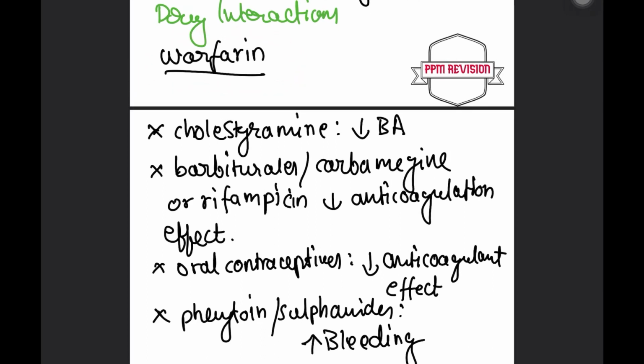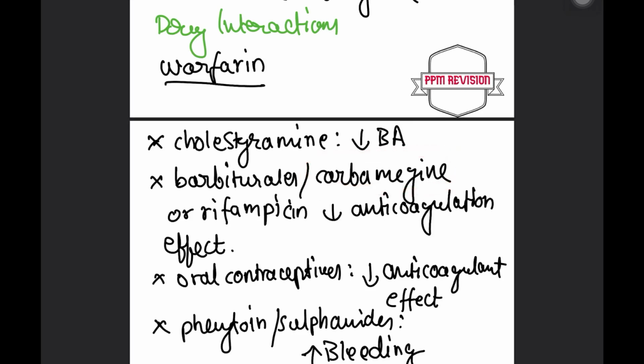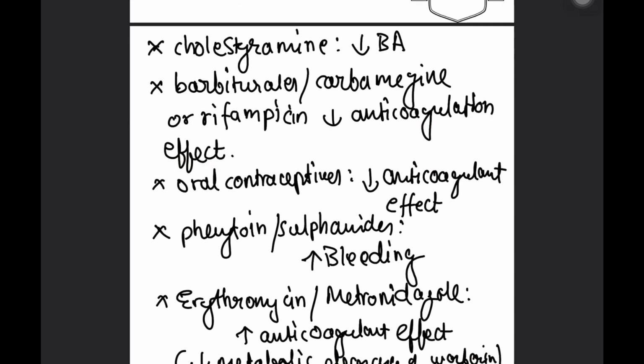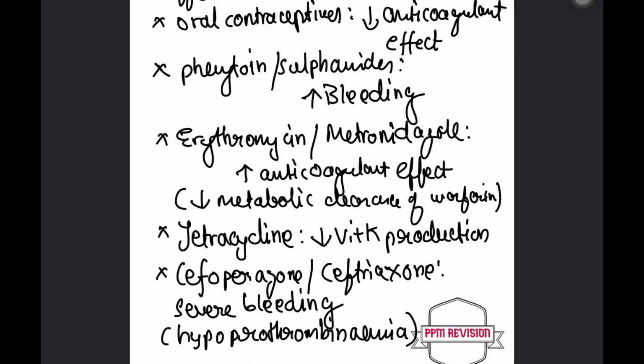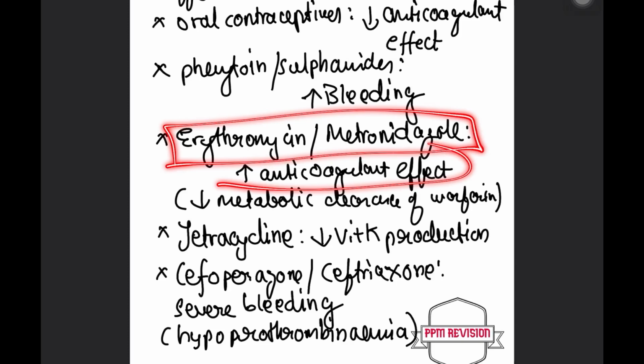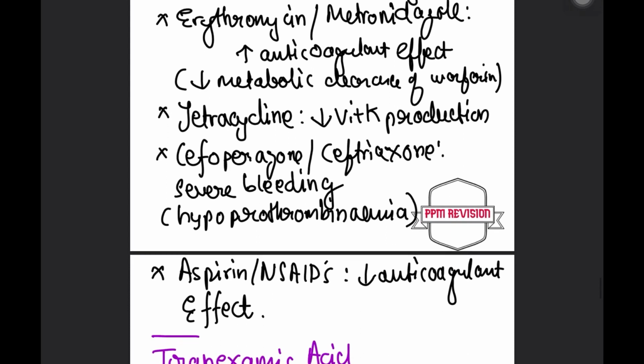Then moving ahead, there are some drug interactions that we need to know with warfarin. Warfarin along with cholestyramine decreases the bioavailability, and in the presence of barbiturates, carbamazepine or rifampicin, it decreases the anticoagulant effect. In the presence of phenytoin and sulfonamides, it decreases bleeding, and in the presence of erythromycin and metronidazole, it causes an increase in anticoagulant effect, that is, it decreases the metabolic clearance of warfarin. Moving ahead, with tetracycline it decreases vitamin K production, and cefoperazone and ceftriaxone cause severe bleeding and also result in hypoprothrombinemia.